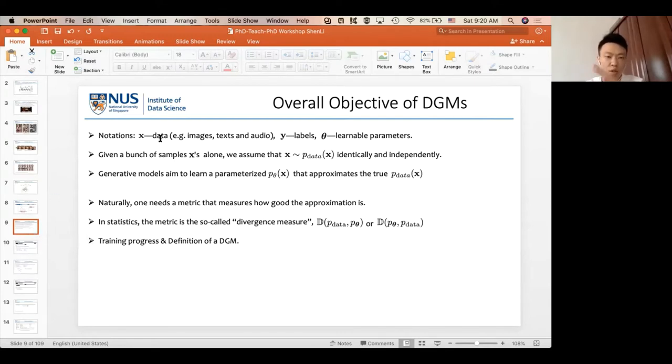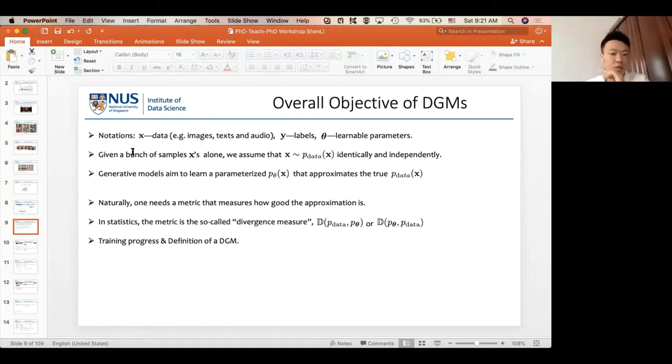So X will denote the data of interest. And typically here we are interested in image generation or the evaluation of its likelihood. So in most of the cases throughout this workshop, we will consider images as an example. And Y denotes labels if available, but in most of the cases, we don't have such labels. And it will be quite laborious to collect labels for each and every image. And theta here denotes learnable parameters.